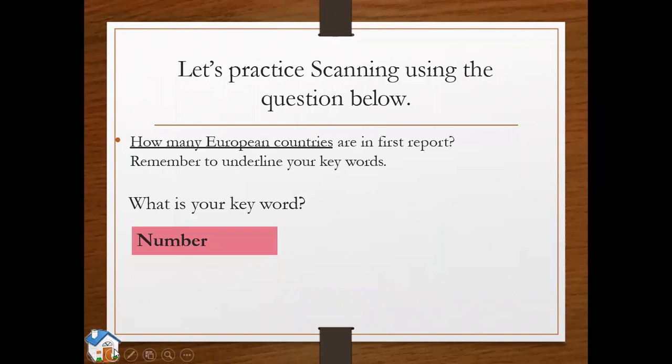Let's practice scanning using the question below. This is the question: How many European countries are in the first report? Remember to underline your keywords. What is your keyword? Number. How many European countries are in the first report?